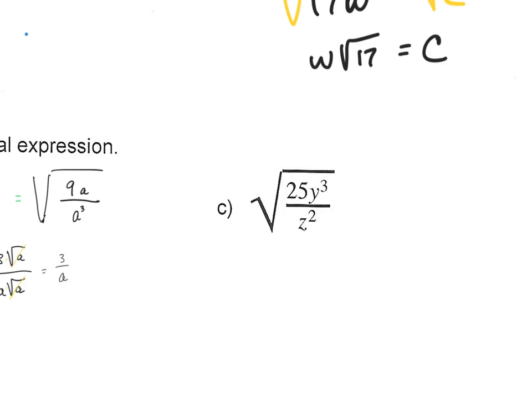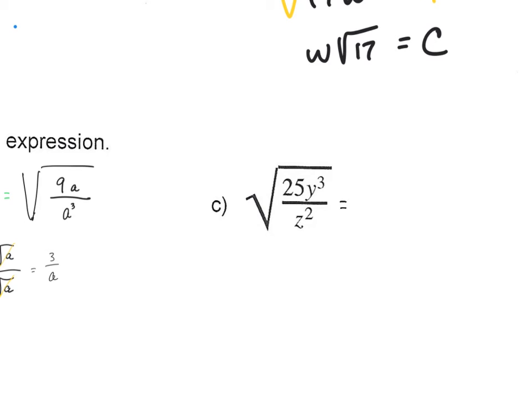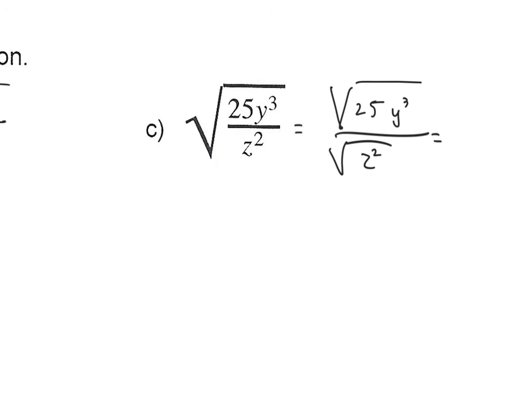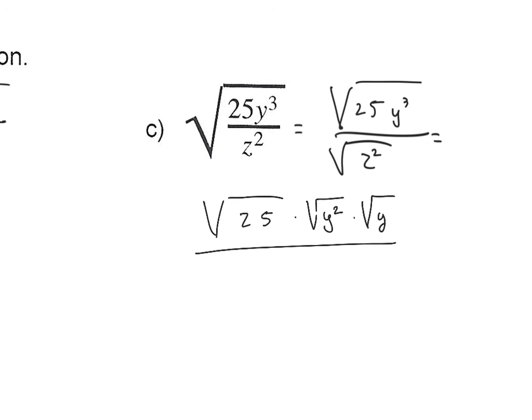Goodness gracious, here we go again. I have the square root of 25y to the third over z to the second. So I can rewrite that as the square root of 25y to the third over the square root of z squared. And just in case I skipped too many steps in that last one, making some assumptions that you were catching on previously, that numerator can be rewritten as the square root of 25 times the square root of y squared times the square root of y over the square root of z squared.